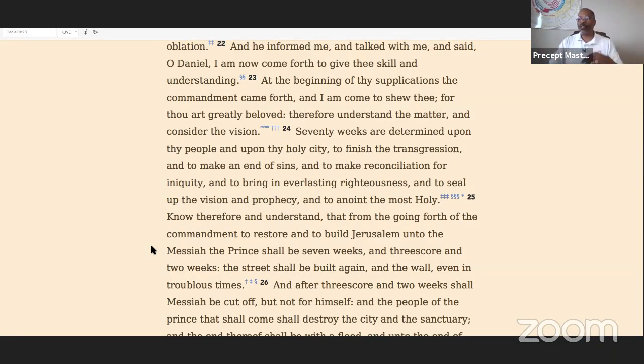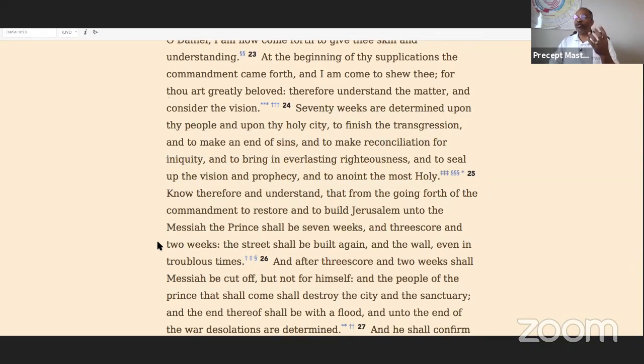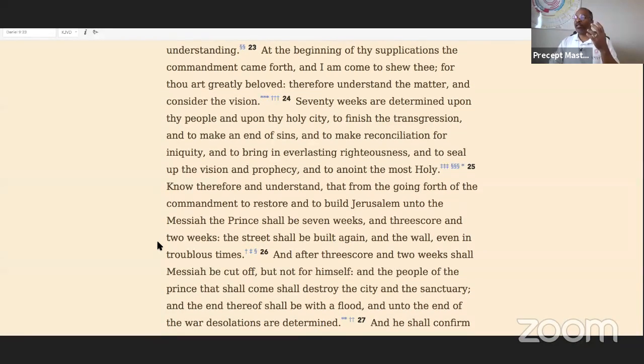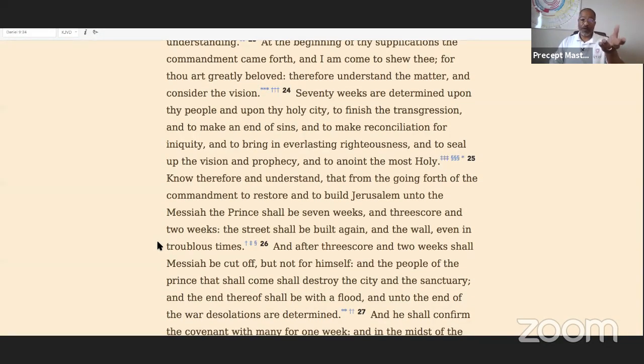But it gets even sillier as we go. However, then it says, and shall finish the transgression and make an end of sin and reconciliation for iniquity and bring in everlasting righteousness and seal up the vision and prophecy and anoint the Most Holy. Verse 25. Now, therefore, understand. We need to understand something, that from the going forth of the commandment to restore and build Jerusalem unto the Messiah the Prince shall be 7 weeks, and 62 weeks the street shall be built again, and the wall, even in troublous times, because he already said this is going to happen.